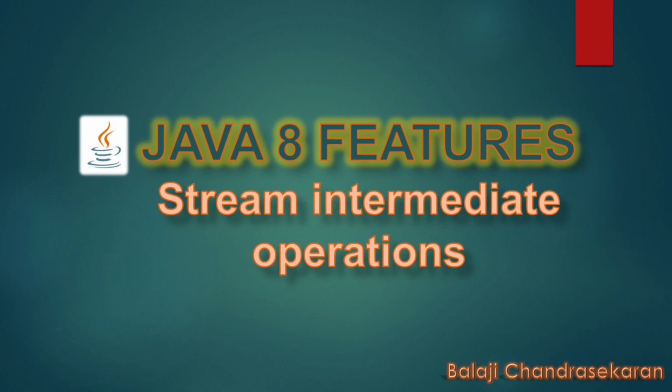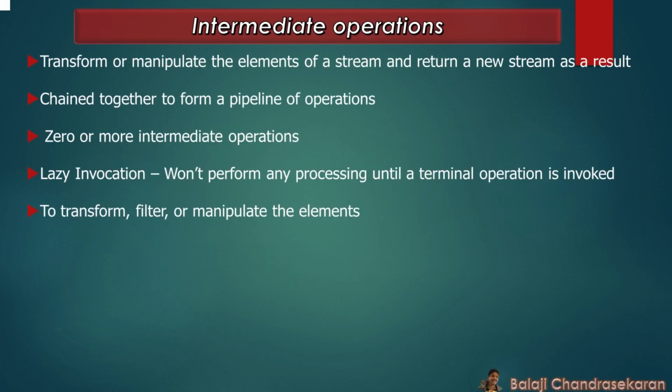I am Balaji Chandrasekharan. Now I will be discussing some of the useful intermediate operations of the Java streams. In Java streams, intermediate operations are operations that transform or manipulate the elements of a stream and return a new stream as a result. These operations are usually chained together to form a pipeline of operations. Intermediate operations are lazy, meaning they do not perform any processing until a terminal operation is invoked on the stream.